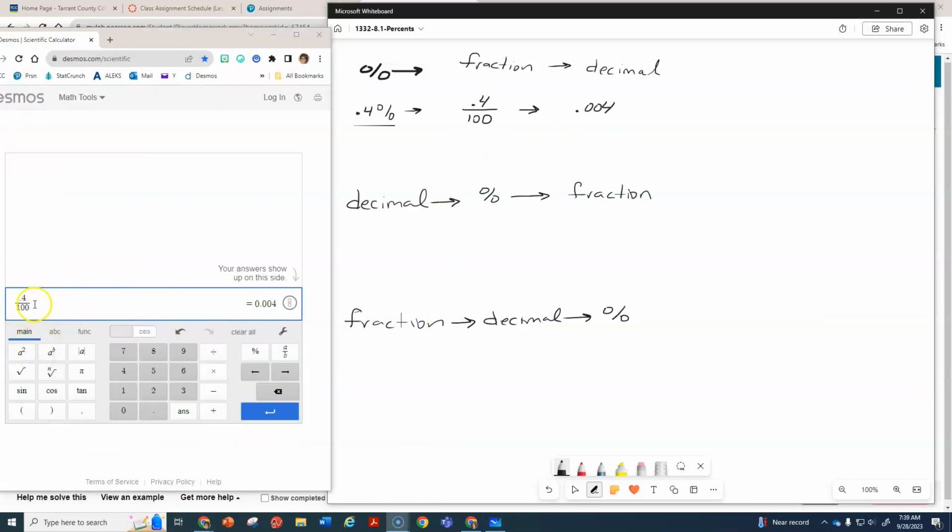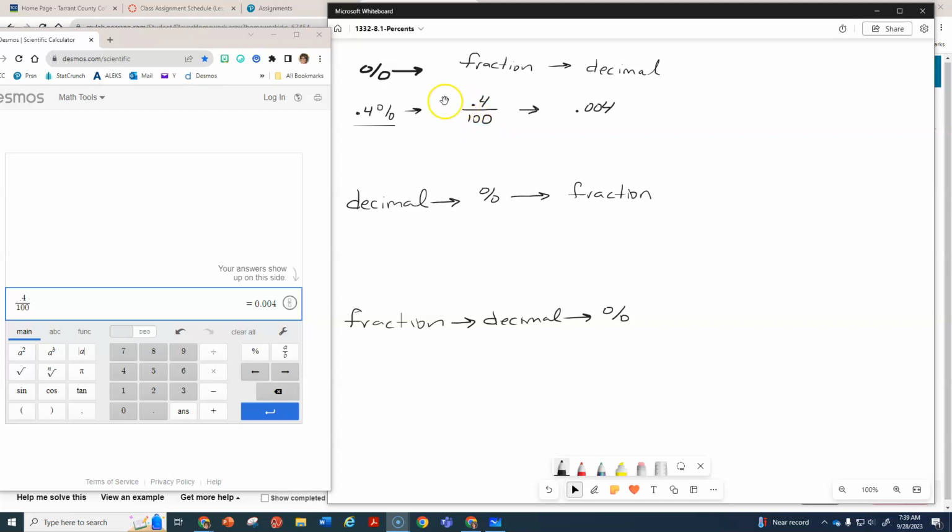So I pulled up the Desmos Scientific Calculator to show you that if you just simply type in the fraction that I have written down over here, the 0.4 divided by 100, you get 0.004. The mental math that I did, I took the decimal that was right here and I moved it 2 places to the left, because I was dividing by 100. If I was dividing by 1,000, I would move it 3 places to the left. If I was dividing by 10, I'd move it 1 place to the left. I move it the same number of places to the left as I have zeros.